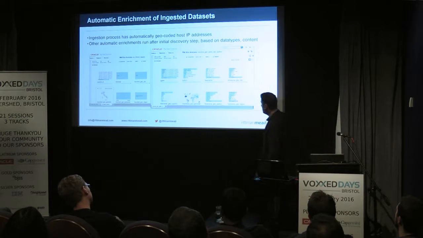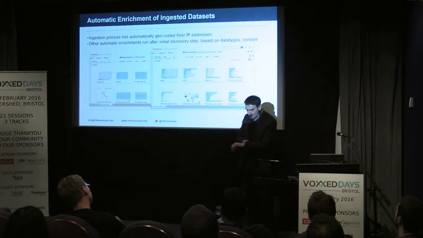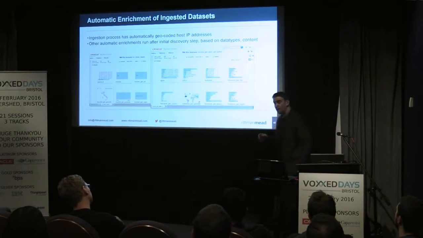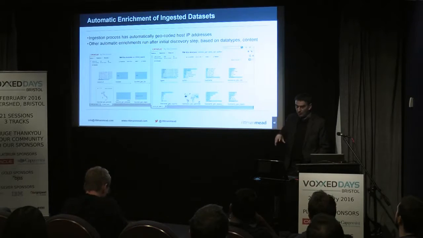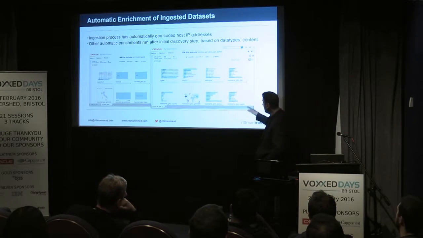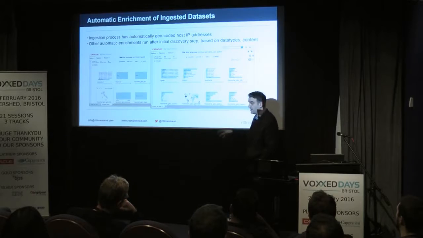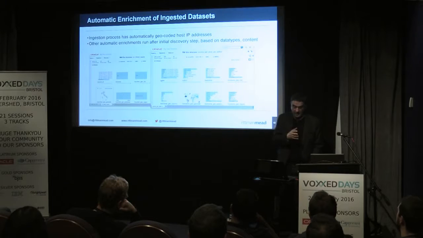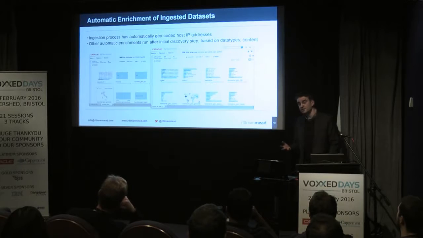When I'm doing things manually in Hadoop, one of the things that can take quite a lot of time is basic stuff like working out from an IP address the geographic location of the person who tweeted or visited our website. So this will automatically take an IP address and create a geocode out of it. It'll also do things like sentiment as well.